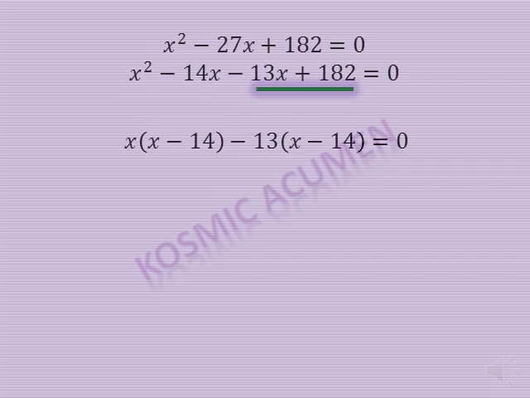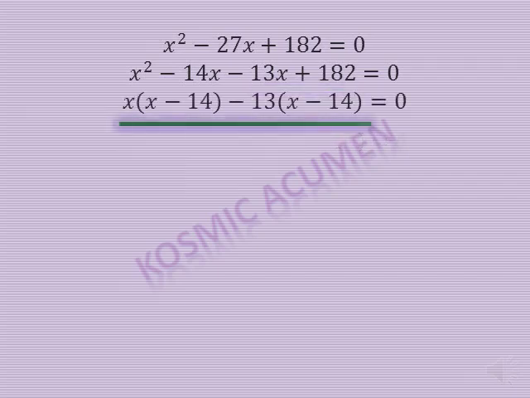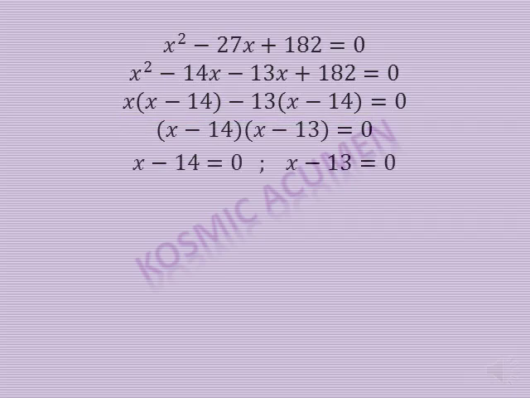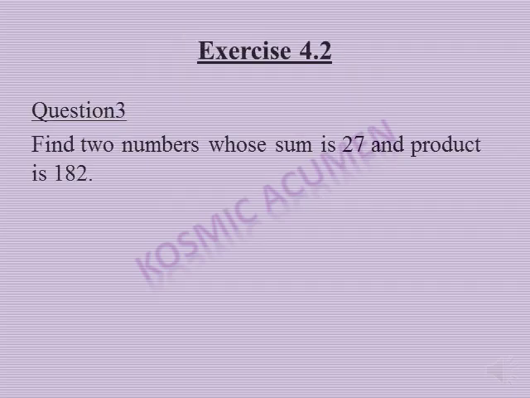From the next two terms, we see that 13 is common, so we're writing minus 13 outside the brackets and we'll be left with x minus 14 inside the brackets. Further, we see that x minus 14 is common to both these terms and we'll be left with x minus 13 inside the brackets when we take x minus 14 common. Now we solve this equation and we see that x minus 14 is equal to 0 and x minus 13 is equal to 0. This gives us two values of x. One is 14, the other is 13.